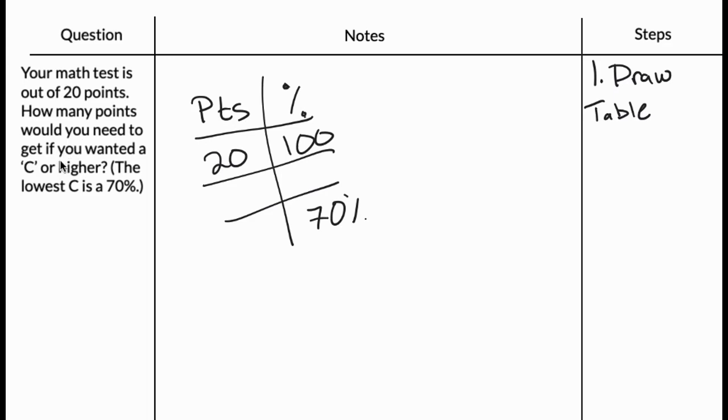What we're trying to find is what we need to get a C or higher. 70% is the lowest C, so we're going to have to get this number of points or higher to get a C. In this case, there's no direct route from 100 to 70. But since we're trying to find 70%, I always recommend trying to find 10%, because 10% is a factor of 70 and also a factor of 100. So the second step is going to be finding 10%.